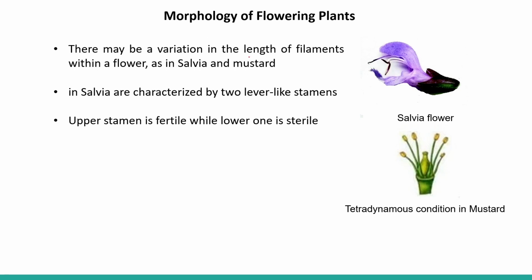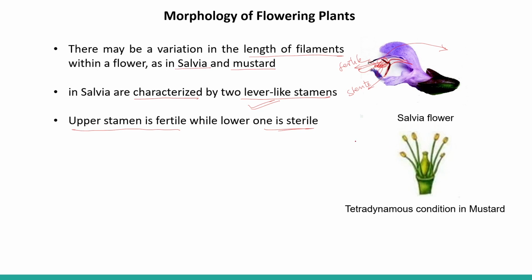There may be variation in the length of the filaments within a flower, as we can see in the case of salvia and mustard. So in salvia, it is characterized by two lever-like stamens. So the upper stamen is fertile and the lower one is sterile. So here we have two levels of stamens. Okay, this upper is fertile, and the lower one is generally sterile. So when any mosquito or any fly comes and sticks here, all this pollen gets attached to its body, and when it moves to another flower, that pollen gets attached to the stigma of the carpel.